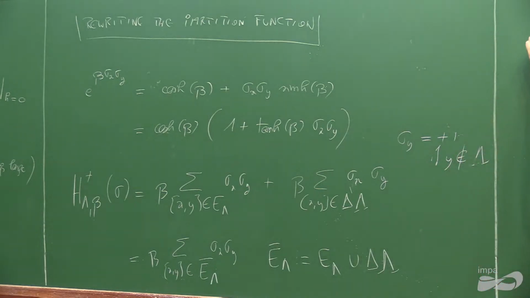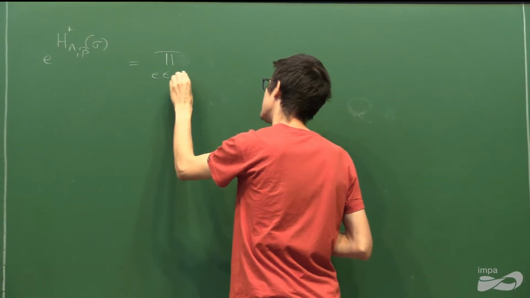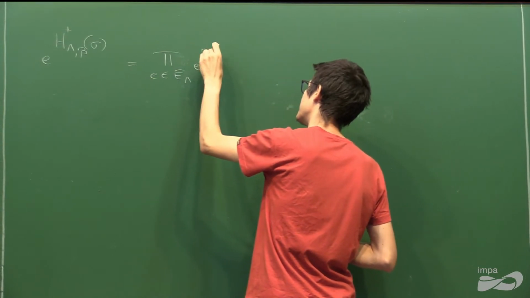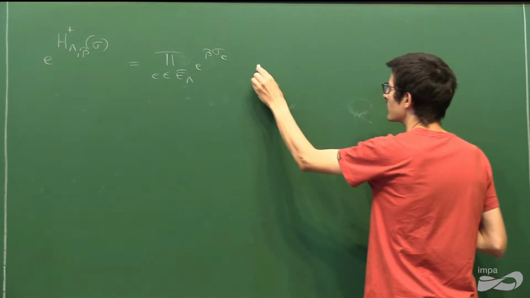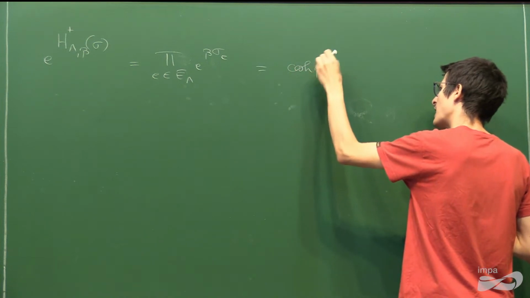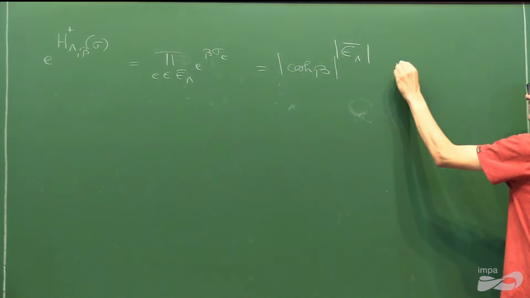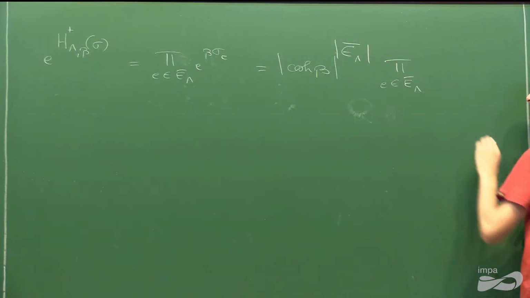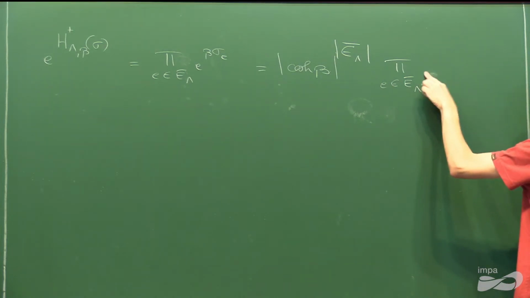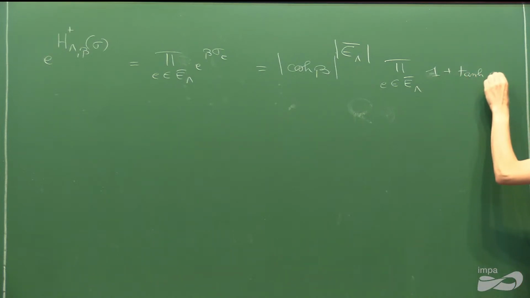So now, when I'm looking at this, what I have is just the product over E in E lambda of exponential of beta sigma E. Okay, and using this, I can just rewrite it as hyperbolic cosine of beta to the power the cardinality of E lambda times the product over E in E lambda of 1 plus hyperbolic tangent of beta times sigma E.